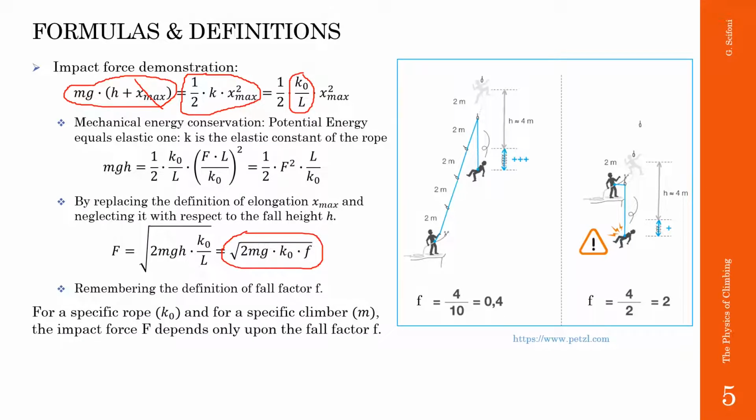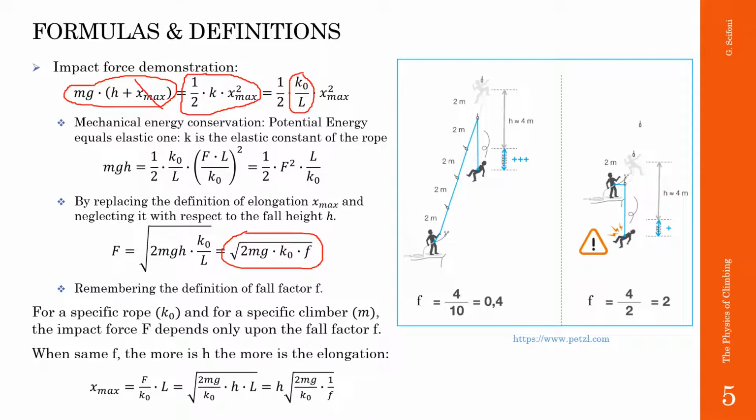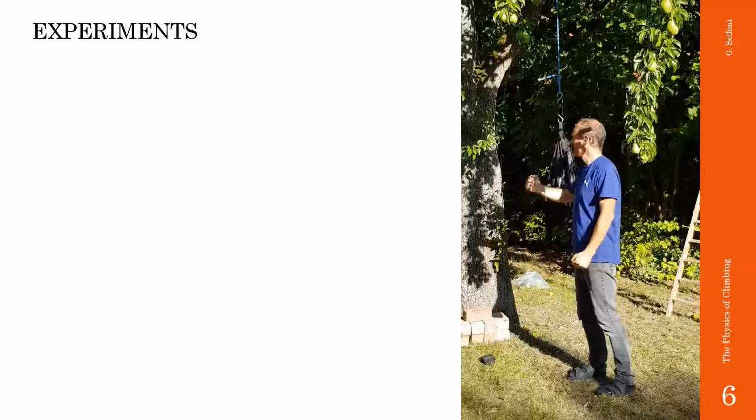It is important to notice that for a specific rope and for a specific climber, the force depends only upon the fall factor F, and the greater the fall height for a constant F, the greater the elongation, as you can see from this expression, where the elongation is really proportional to the fall height h.